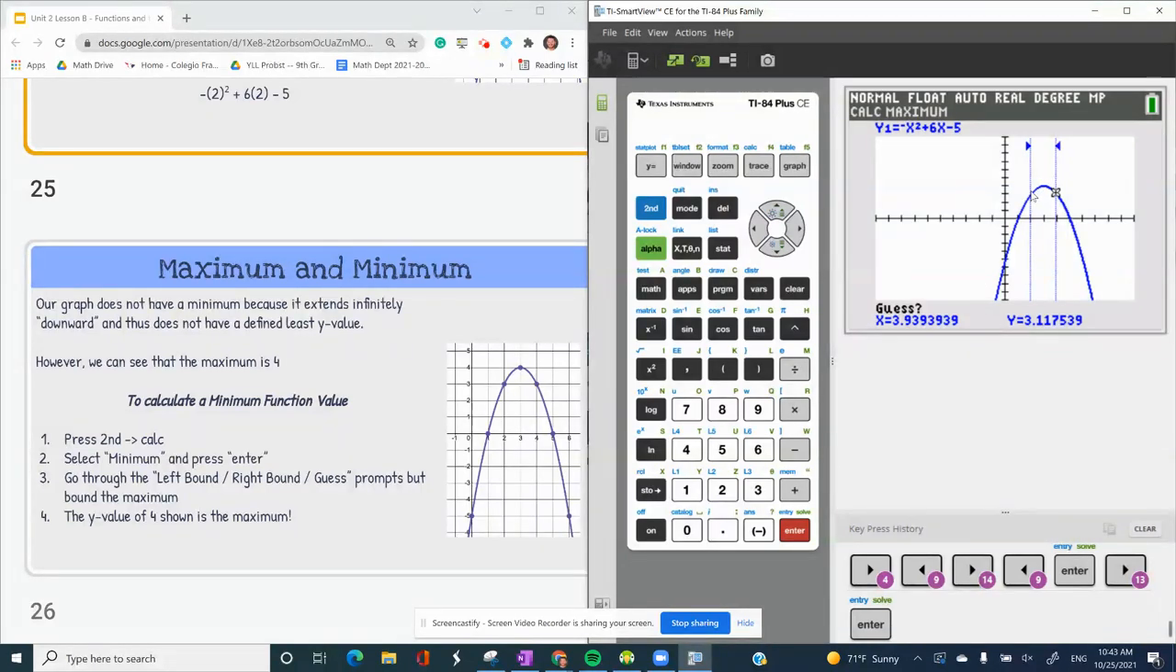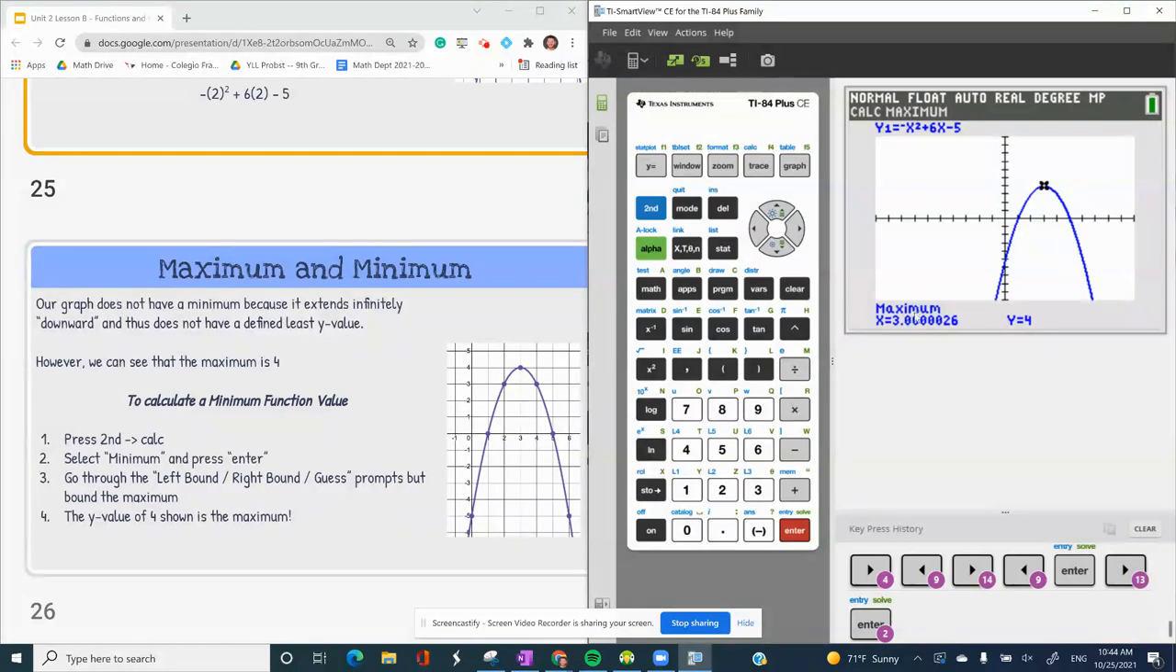Your calculator has to do this because some functions have multiple maxes and mins. It's kind of like a roller coaster. And we want to be able to specify which max we're actually talking about. That's why we even have to do this. And then the third prompt says, guess? And then we hit enter one final time so that your calculator will choose the maximum. So we get an answer of 4, which we knew was going to be the maximum for this particular graph. But again, this is how your calculator can find any maximum.